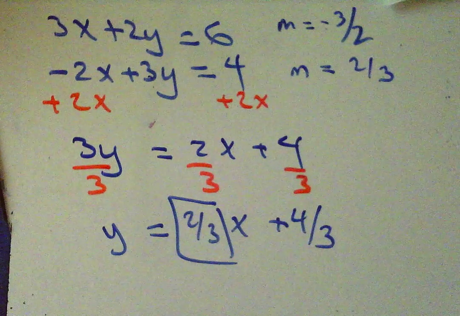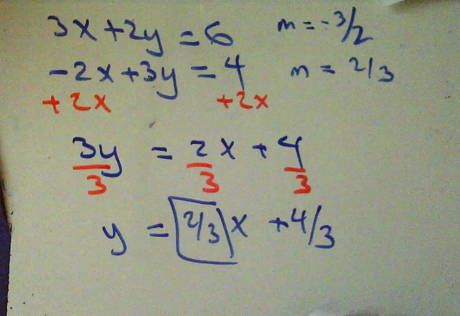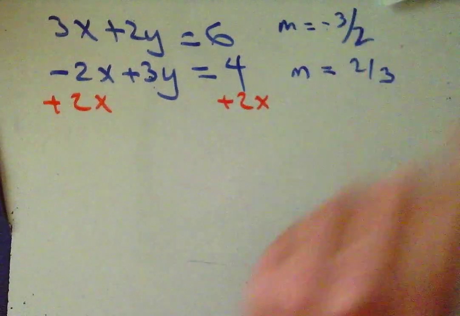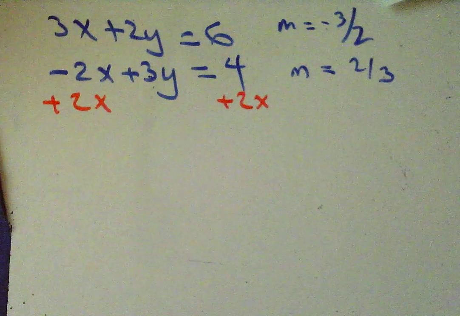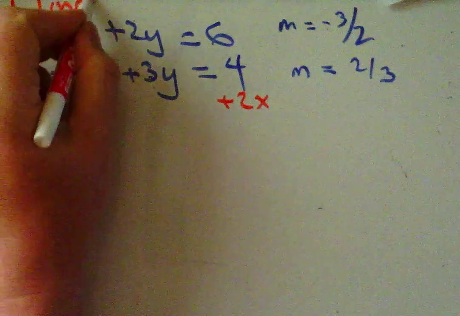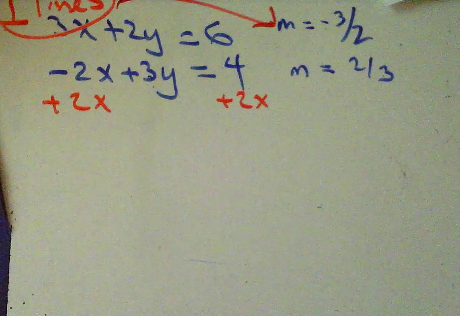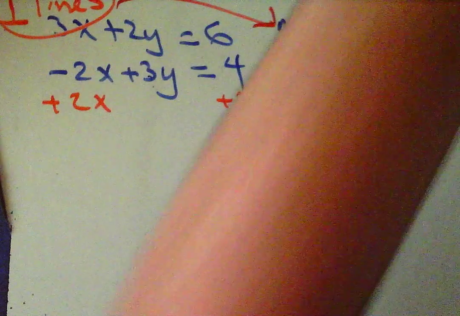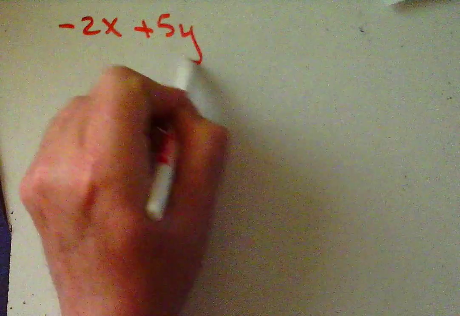Now that we know the slope of each line, what can we say? Are they parallel, perpendicular, or neither? Well, that's right. Since the slopes are opposites and reciprocals, I know that these lines are perpendicular lines because the slopes are opposite reciprocals. Okay, how about these two lines? Why don't you try these and tell me if these lines are parallel, perpendicular, or neither.